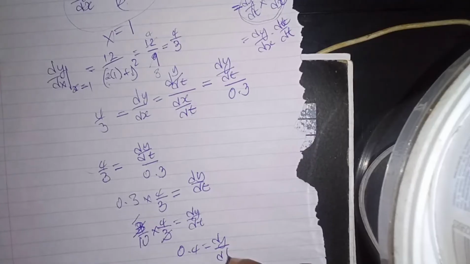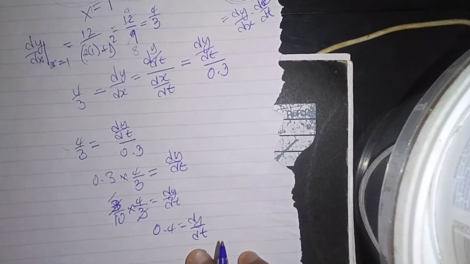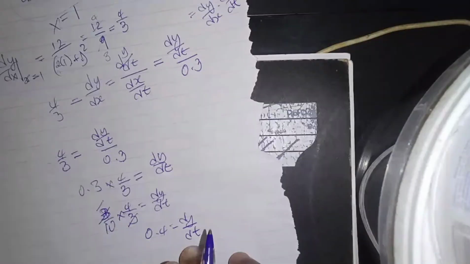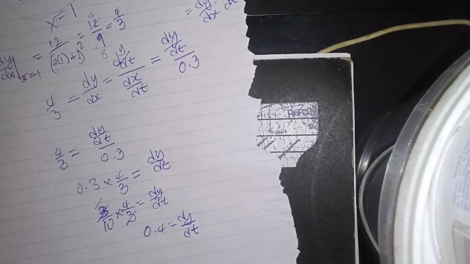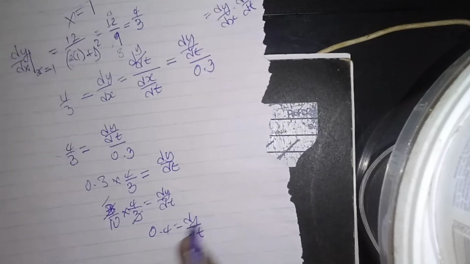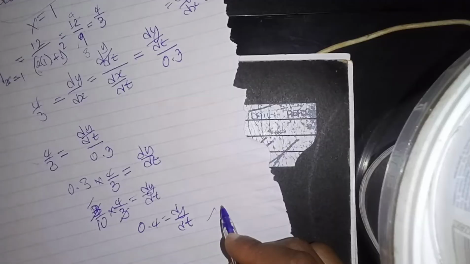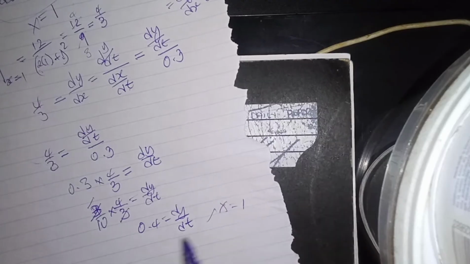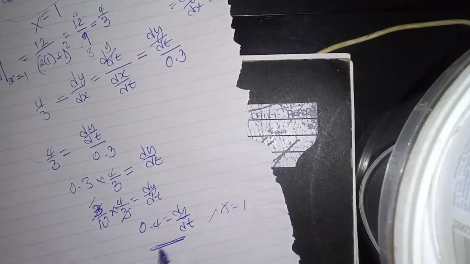So this shows that the rate of increase for the y coordinate is 0.4 when x is equal to 1. So we have worked that.